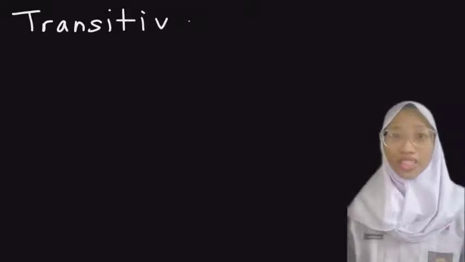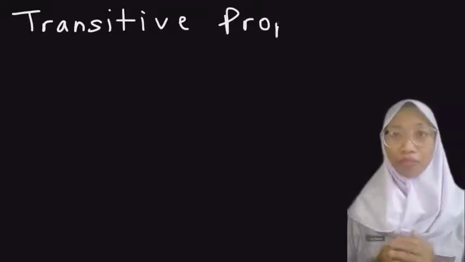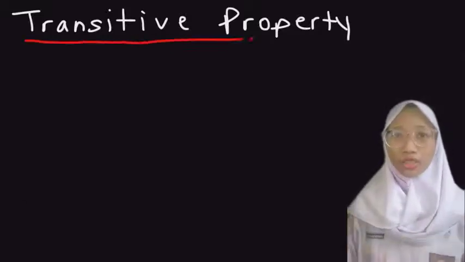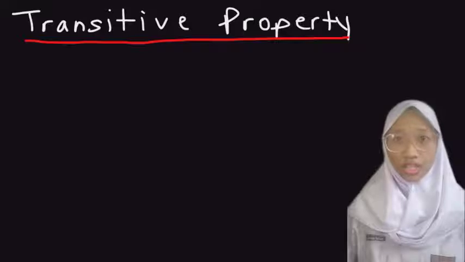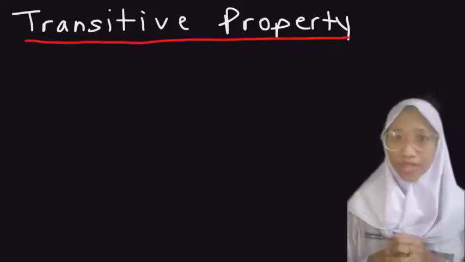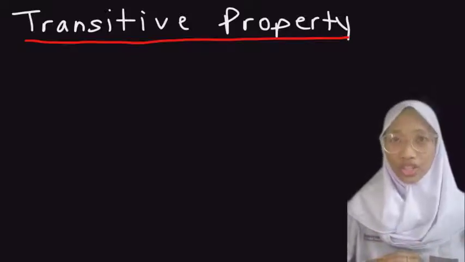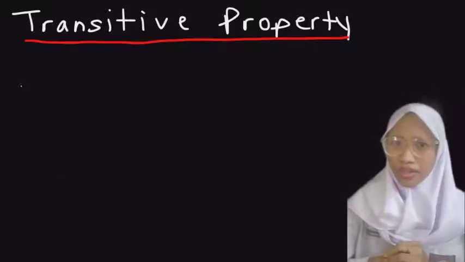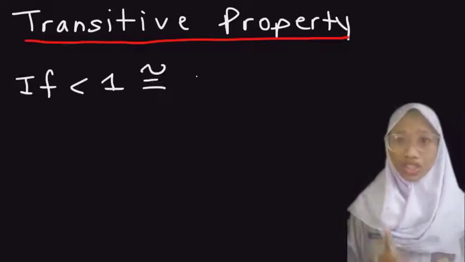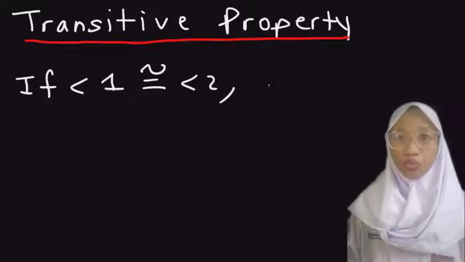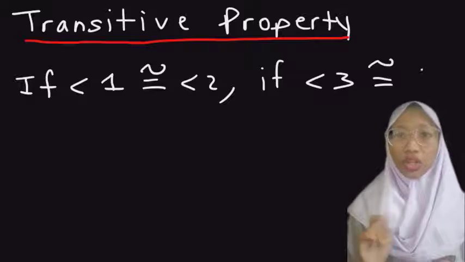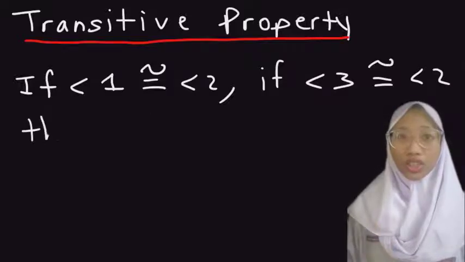The next geometric term that you need to be familiar with is something called the transitive property. So, what is the transitive property? The definition is as follows: if two angles are congruent to the same angle, then they are congruent to each other. Okay, so what does that mean? Let's say angle 1 is congruent to angle 2, and angle 3 is congruent to angle 2, then we can come to this conclusion. We could say that angle 1 is congruent to angle 3.